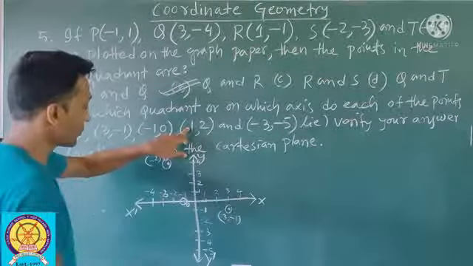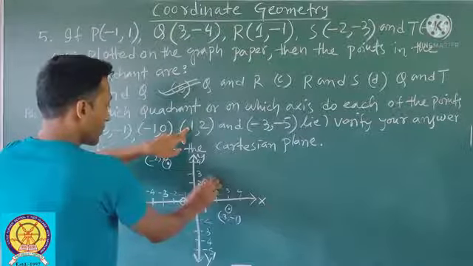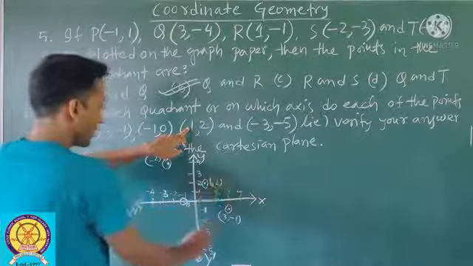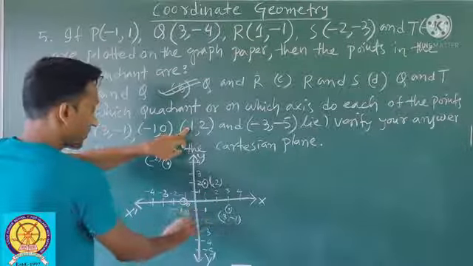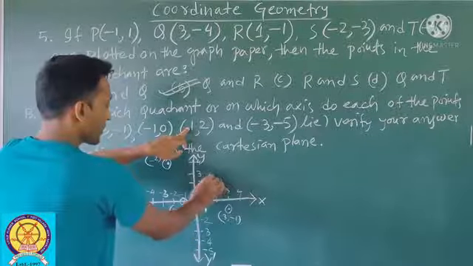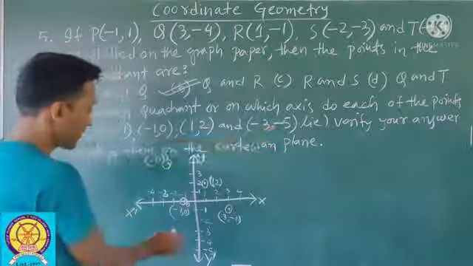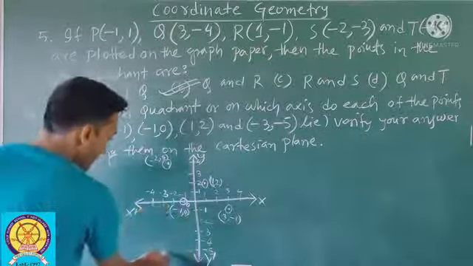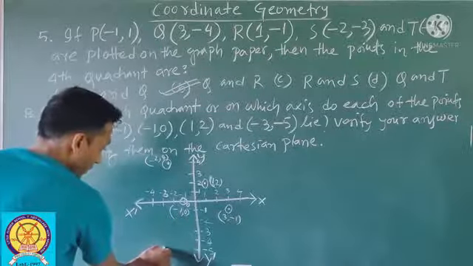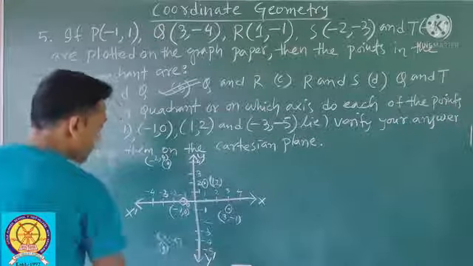Next (1, 2). X is 1, y is 2. This one is (-1, 0). This one is (1, 2). Okay. Next (-3, -5): -1, -2, -3 on x, and y is -5. -5 here. So (-3, -5).